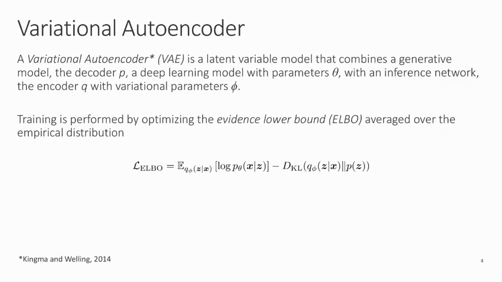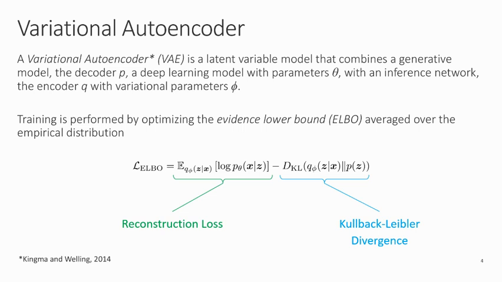We build upon existing work that utilizes the Variational Autoencoder framework for representation learning. A Variational Autoencoder is a latent variable model that combines a generative model, the decoder p, a deep learning model with parameters theta, with an inference network, the encoder q, with variational parameters phi. Training is performed by optimizing the evidence lower bound, the so-called ELBO, averaged over the empirical distribution. The ELBO consists of two parts: the reconstruction loss of reconstructing the data x given the latent z, and the Kullback-Leibler divergence between the approximate posterior of the latent distribution given the input data and the latent prior.